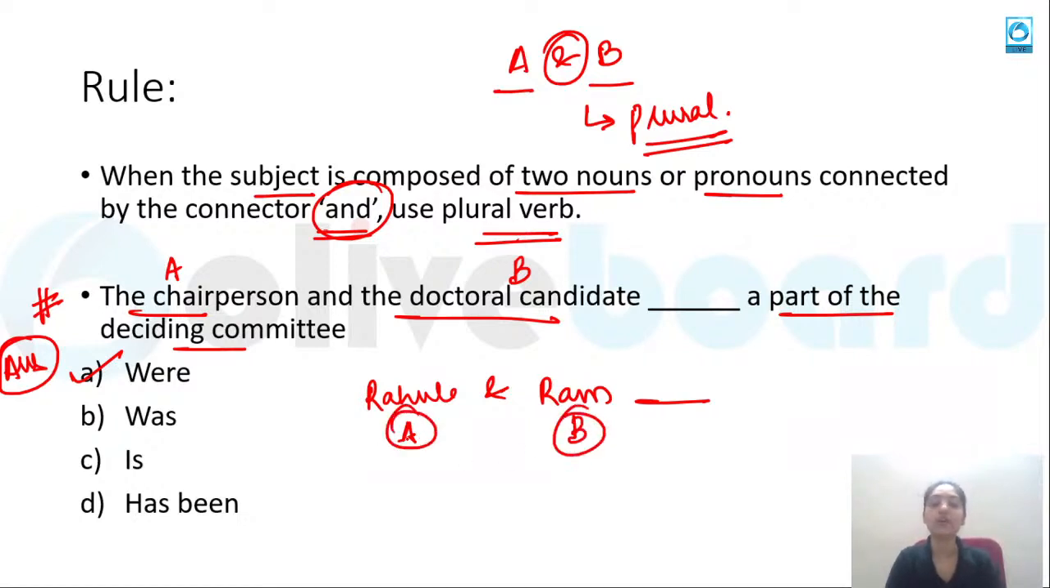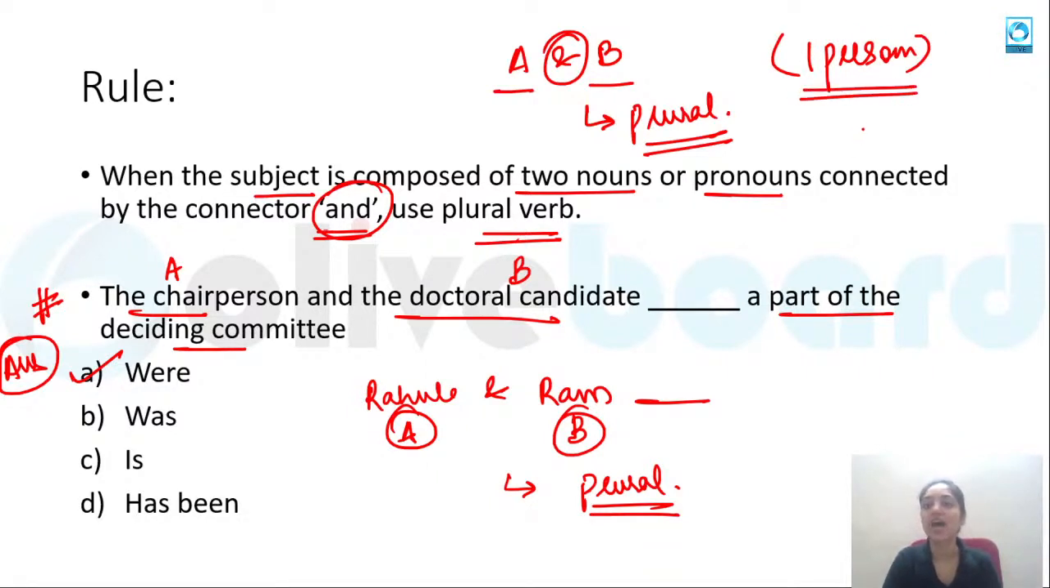So here we are talking about two people. Because we are talking about two people, our subject becomes plural. Had we been talking about one person, our subject would have been singular. But here we are introducing two people. So that is why our subject is plural, which means our verb must also be plural.